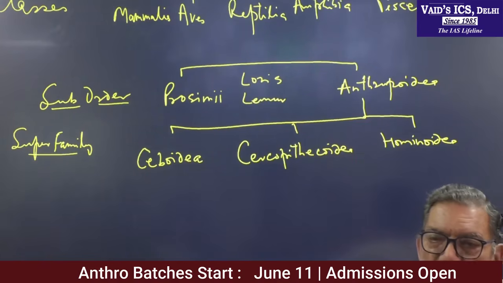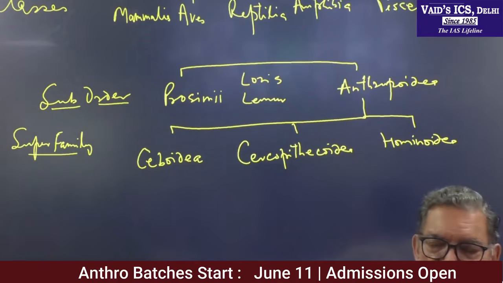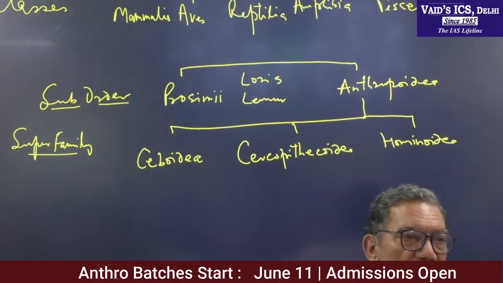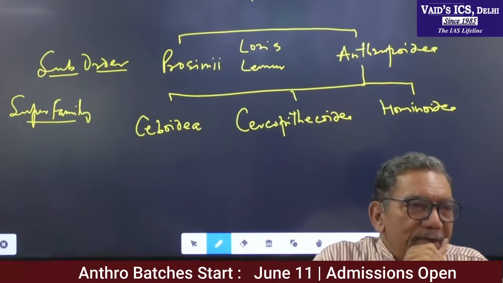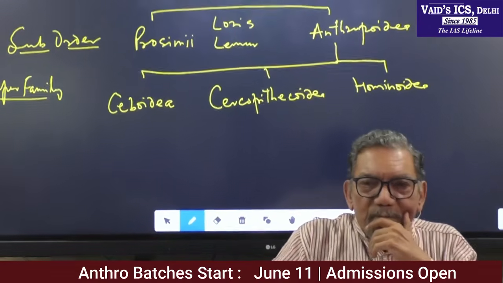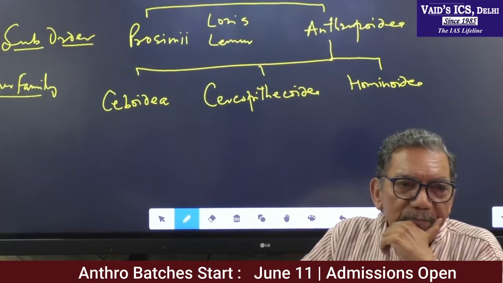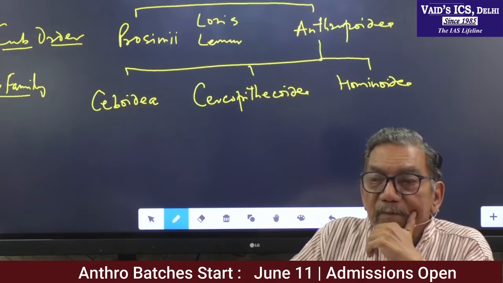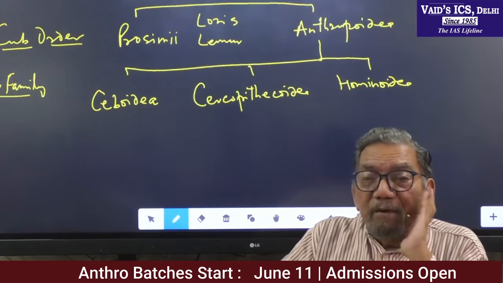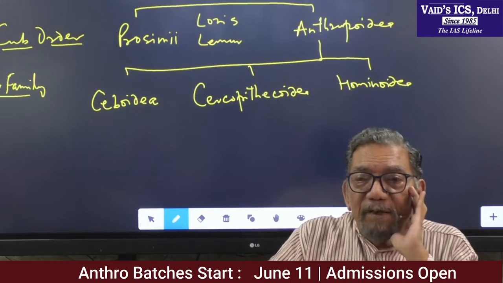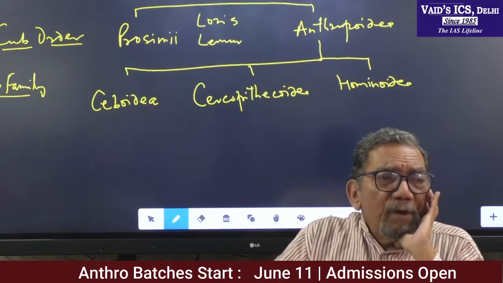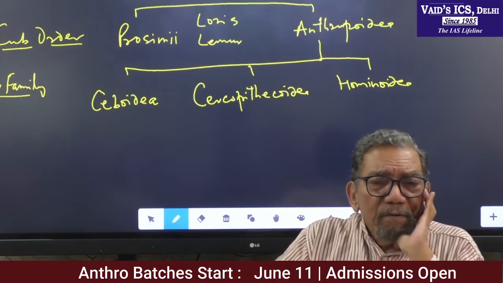Ciboidea are the new world monkeys. What is new world? Americas. And why are they called new world? Who discovered them? Why did he discover them?